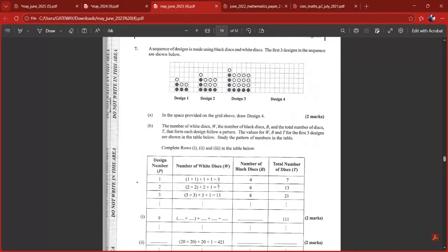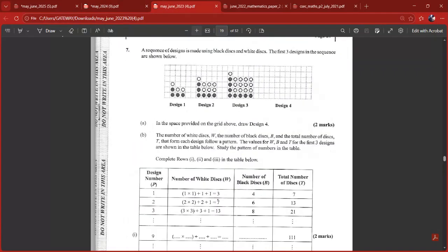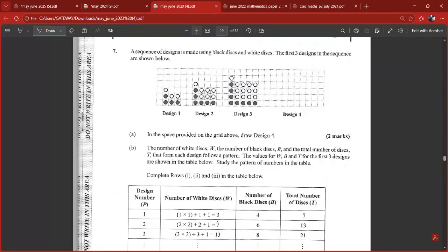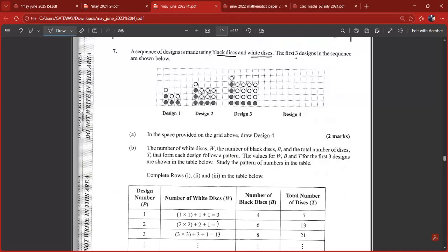So the 2023 paper, let's say: a sequence of designs is made using black disks and white disks. The first three designs in the sequence are shown below. So you have design 1, design 2, design 3, and design 4. In the space provided on the grid above, draw design 4.